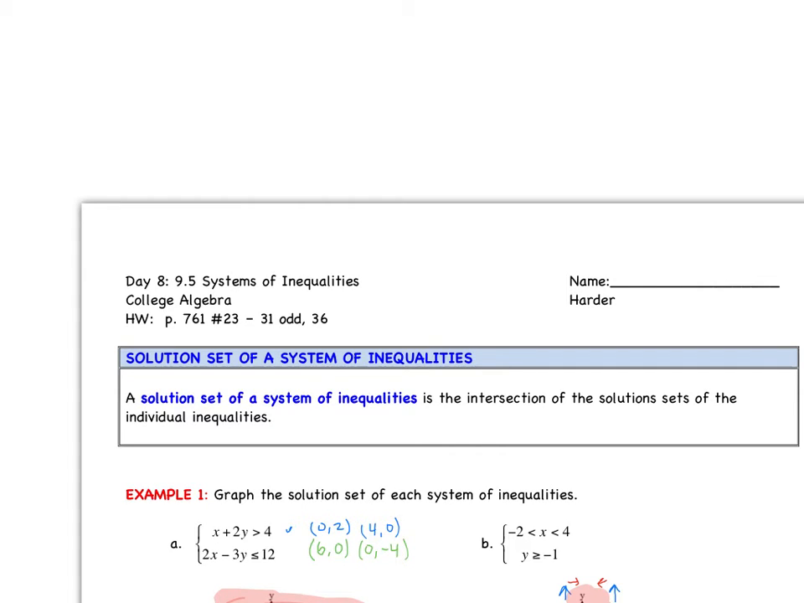Welcome to 9.5, the second part. Now we're dealing with systems of inequalities. All right, so we're going to graph the solution set of each of these systems.